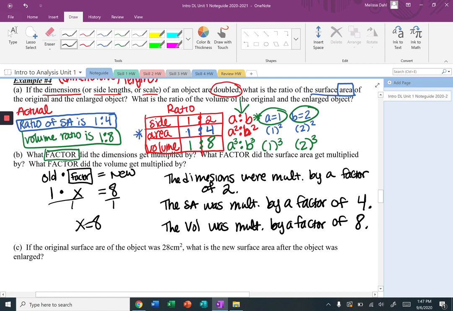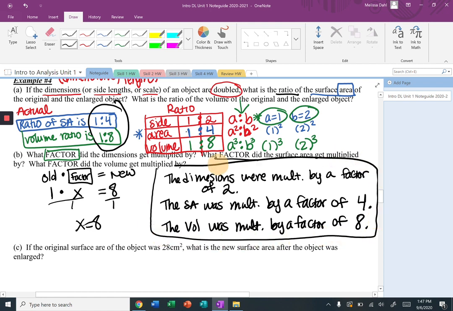If they're asking you for a ratio like they were in part A, then the answer is like this. If they're asking you for what factor things got multiplied by, they don't want the whole ratio. They want to know how you change it. Like, how do you get from the old to the new? What is it multiplied by?